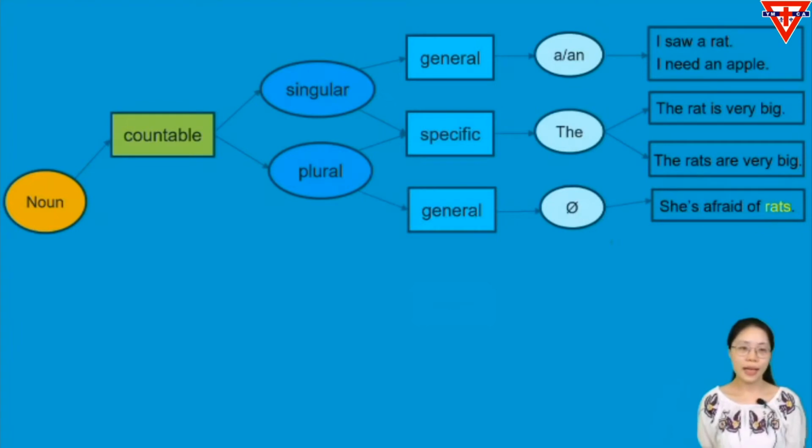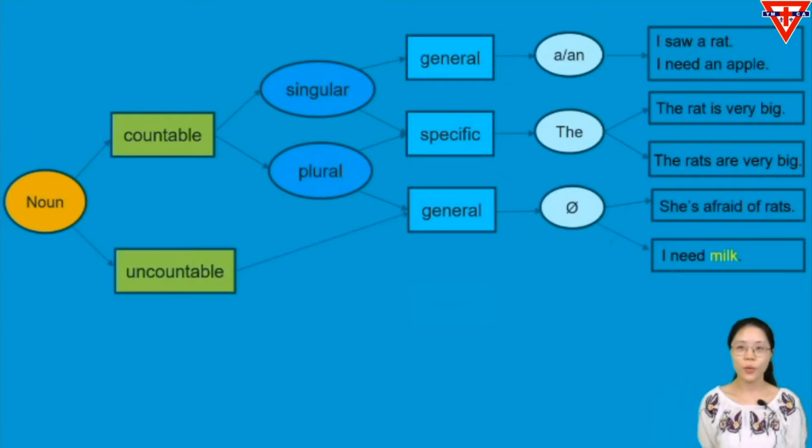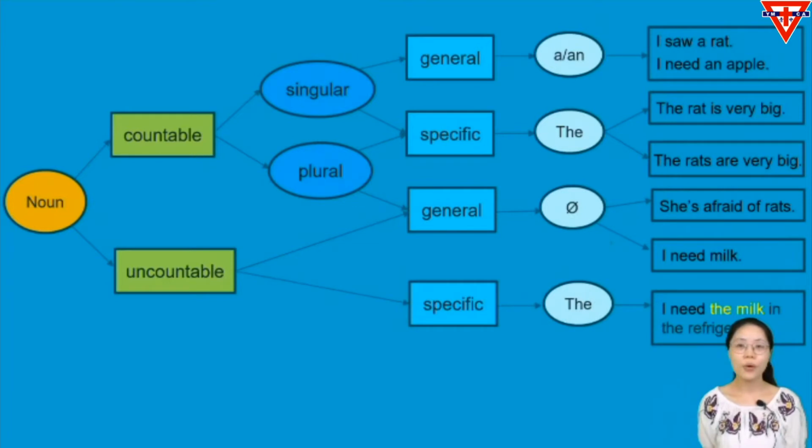But if I say, she is afraid of rats, no article is used here because it is a general idea. She is afraid of rats in general, all of them. When an uncountable noun is used in a general way, no article is used. For example, I need milk. It could be any milk. You have no idea which I need. In the next sentence, milk is specific because of the phrase in the refrigerator. It is clear to you which milk I am talking about.